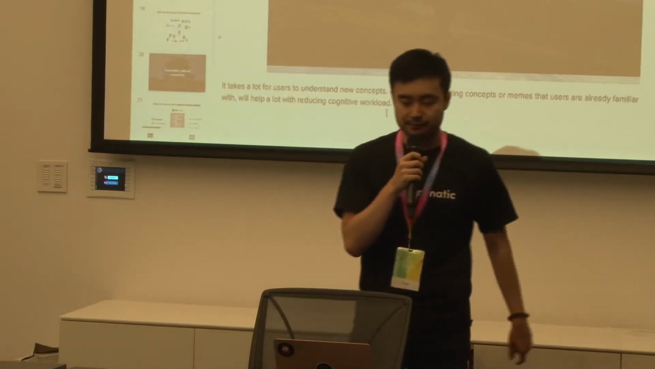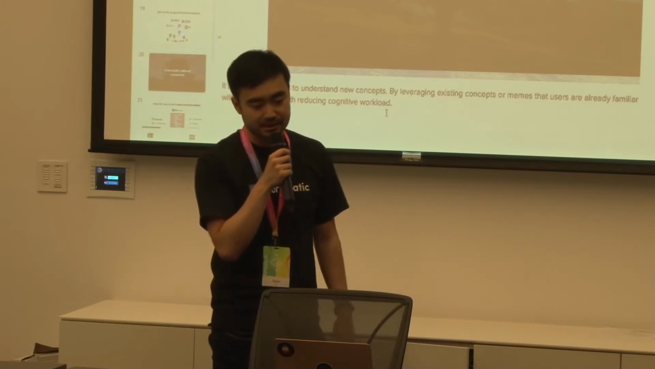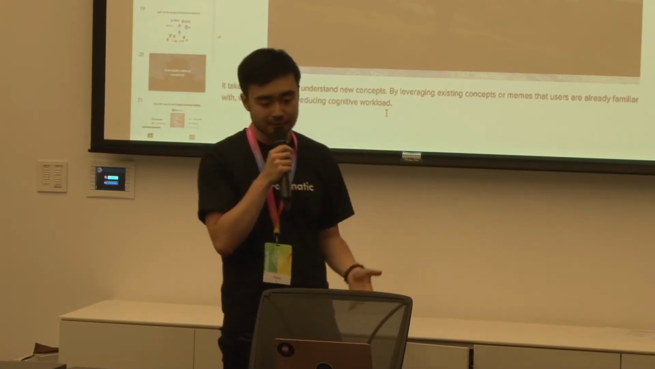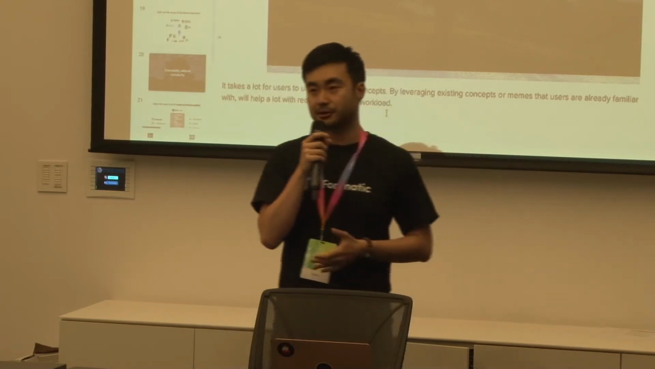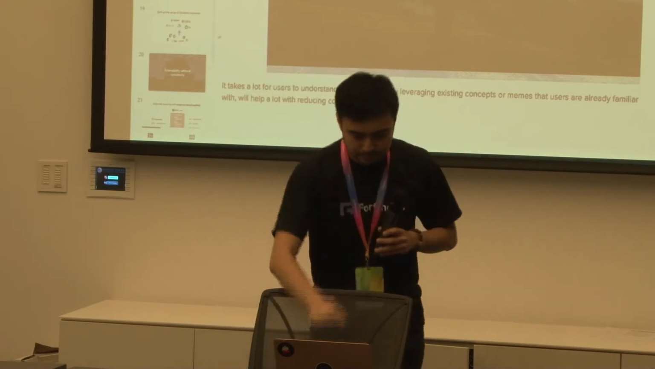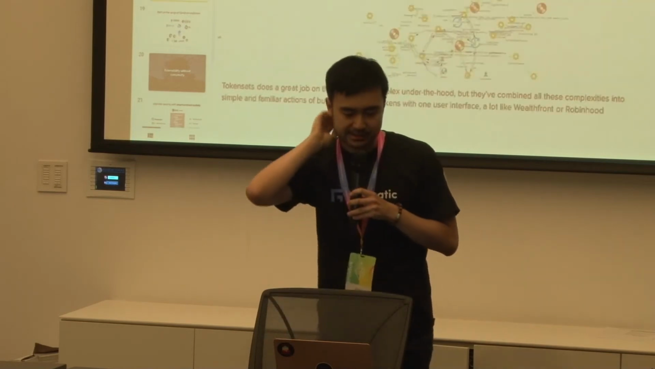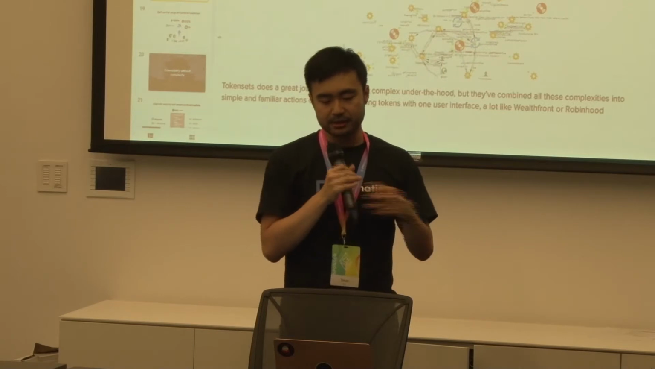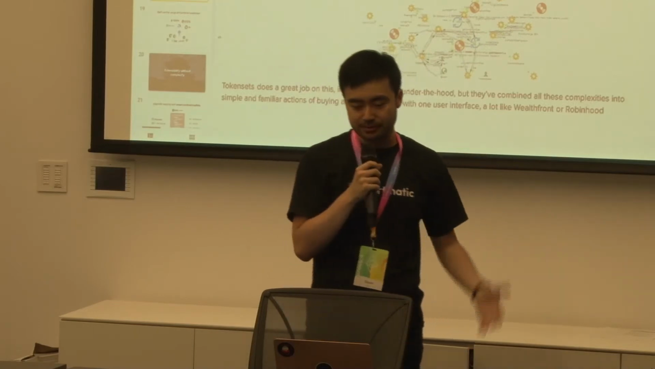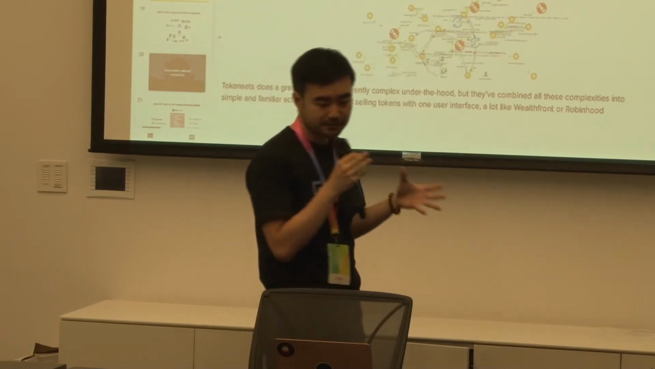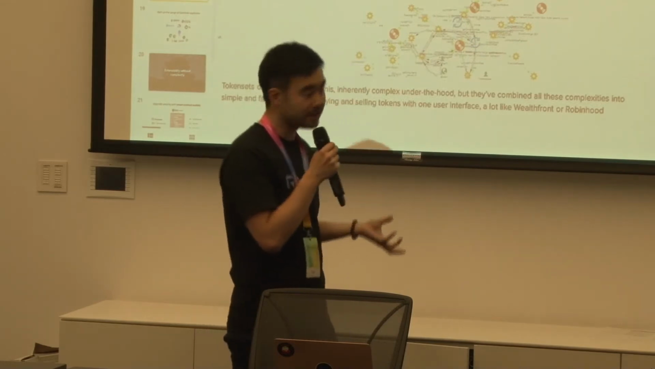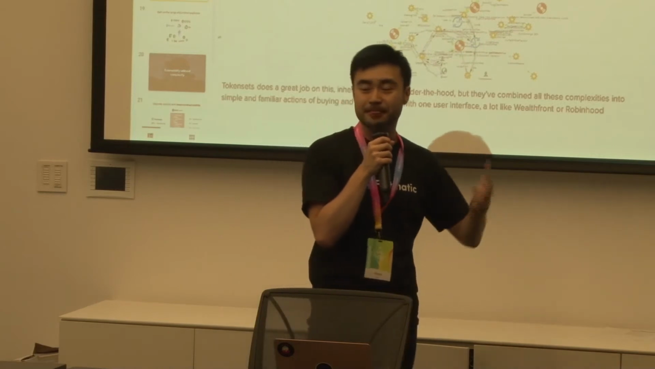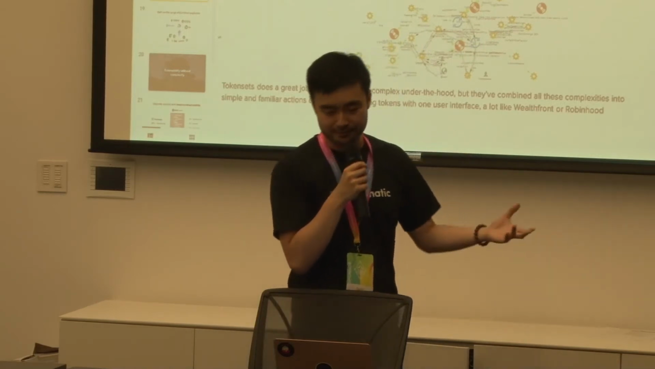It takes a lot for users to understand new concepts, so leverage existing concepts or memes that users are already familiar with. It will help a lot with reducing cognitive workload. And here are some pretty good examples. Token Sets does a good job on this. Inherently complex under the hood, they've combined all of this complexity into the simple and familiar actions of buying and selling tokens with one user interface that users are familiar with, like Wealthfront and Robinhood.